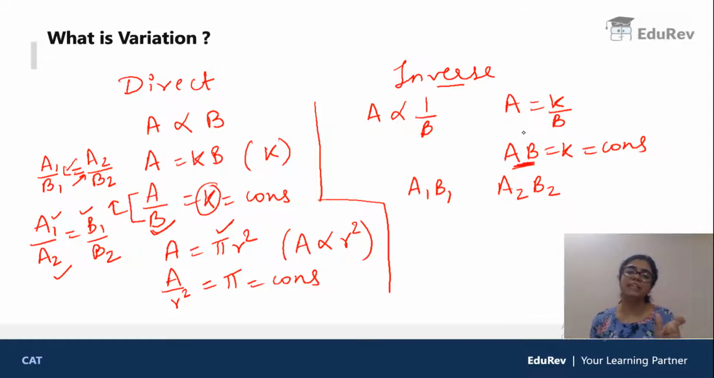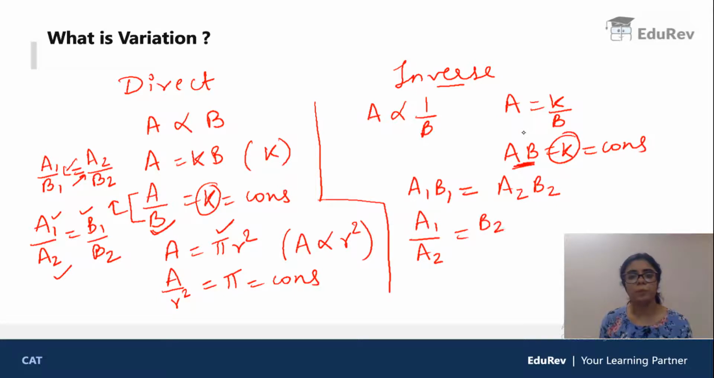We know this a1 b1 value will be equal to a2 b2 value because the product is always a constant. Okay? So if I just rearrange this expression, I can write this as a1 upon a2 is equal to b2 upon b1. I've just taken b1 on the other side and a2 on the other side.